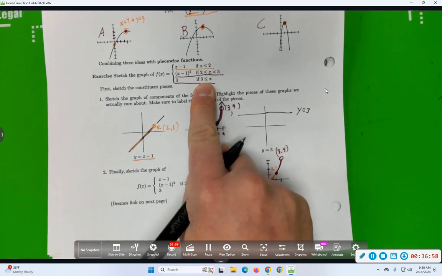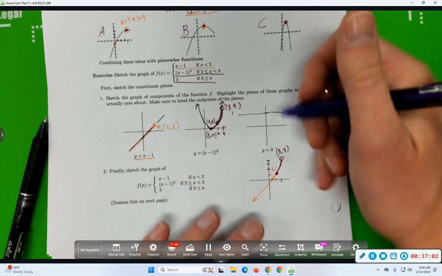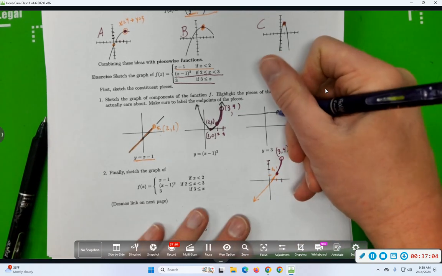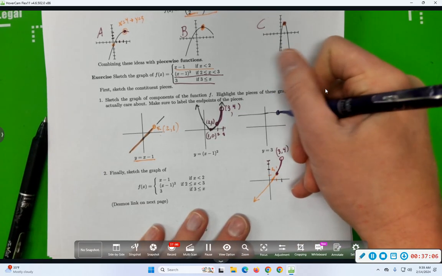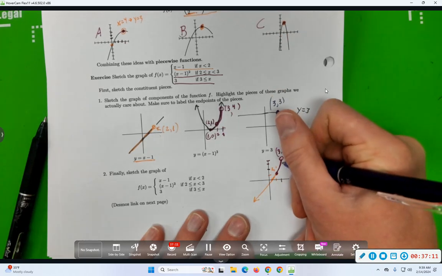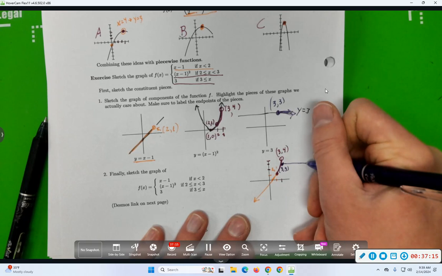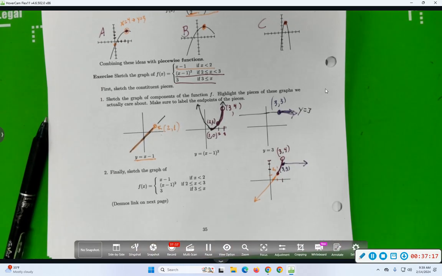Because of that, bigger than or equal to, it looks like I want to start at x equals 3, and then go to the right. So I guess that's the point 3, 3. So over here, I'll start at the point 3, 3, and go to the right. So it looks like this graph has a jump at x equals 3.